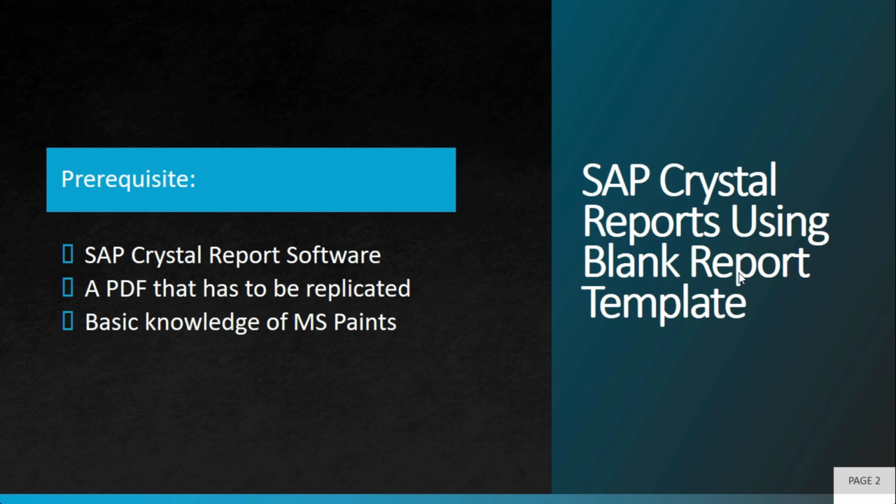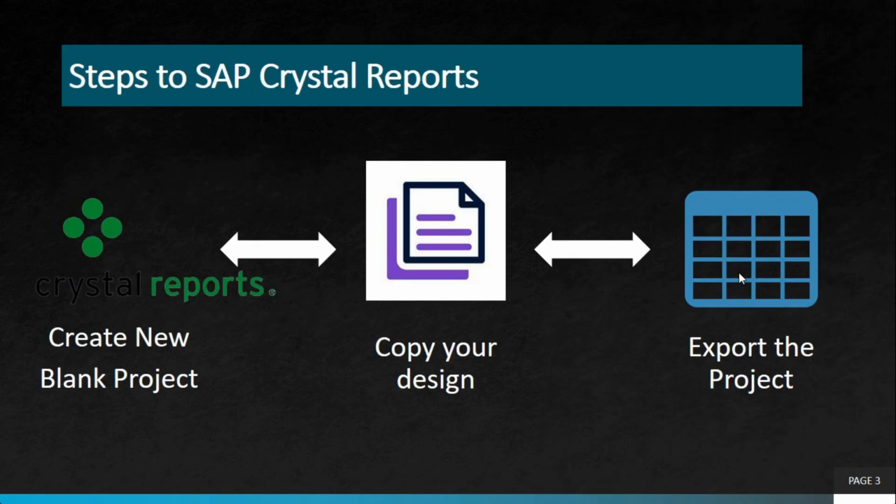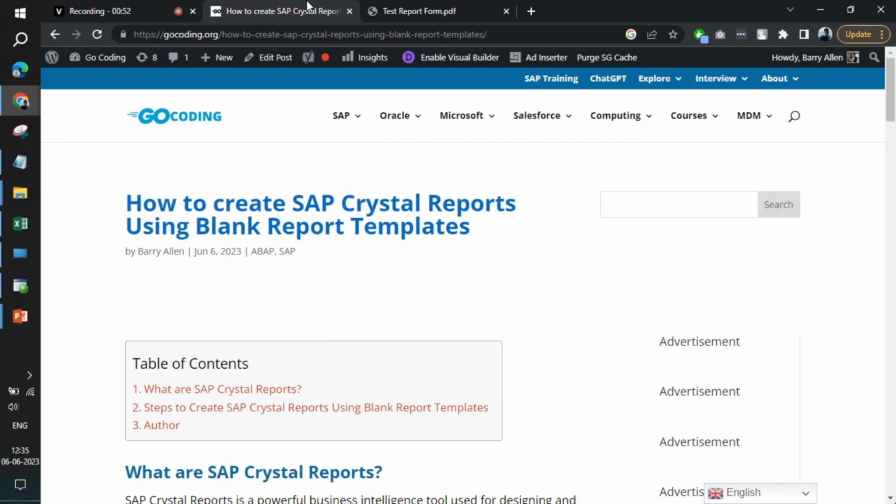In Microsoft Paint, we have tools via which we can create simple boxes and simple text boxes, right? The same skills we have to implement in SAP Crystal Reports. The steps to create an SAP Crystal report are very simple. You need to create a new blank project, then copy your design, and then export the project. That's it. Before jumping into the actual creation, we'll take an overview of this particular article, where we have written all the steps that are required to create SAP Crystal Reports.